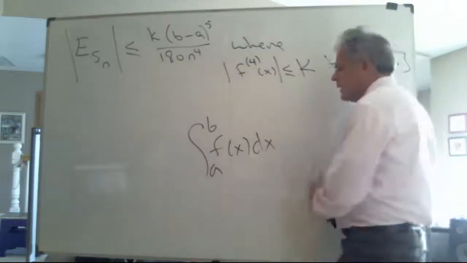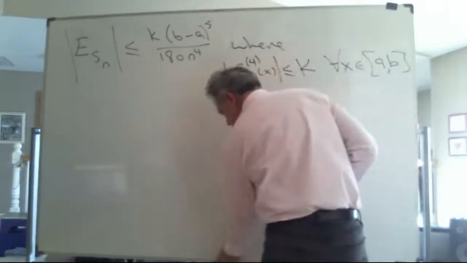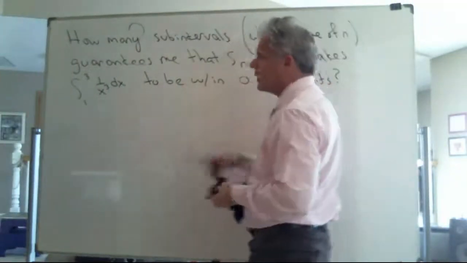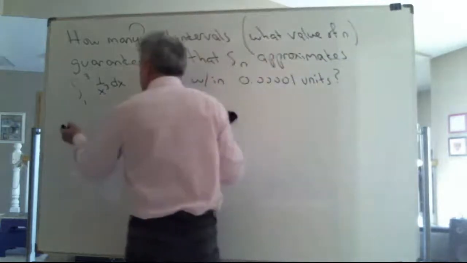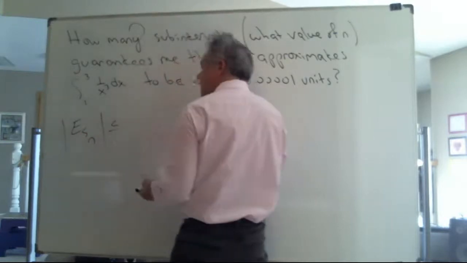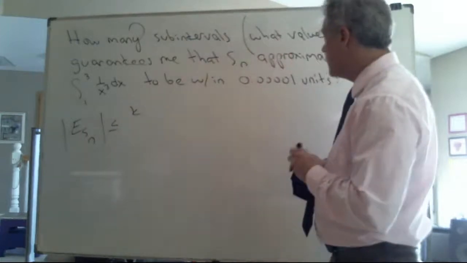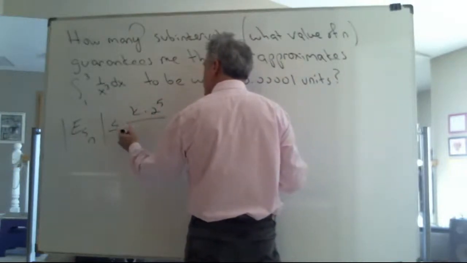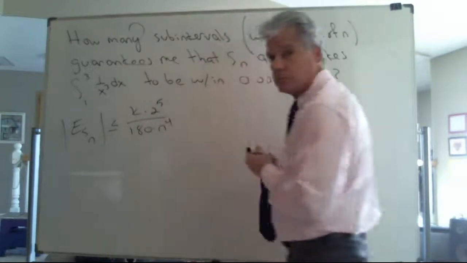All right, having said that, let me go back to my actual question, which is, how many subdivisions do I need in order to allow Simpson's rule to approximate this definite integral to within this number of units? Well, the error in using Simpson's rule with n subdivisions in absolute value is bounded above by K times (b minus a) to the fifth power, where b minus a is 3 minus 1, which is 2, all divided by 180 times n to the fourth power, but I don't know what n is. I'm trying to find it.